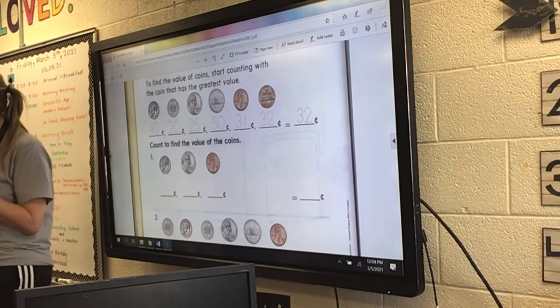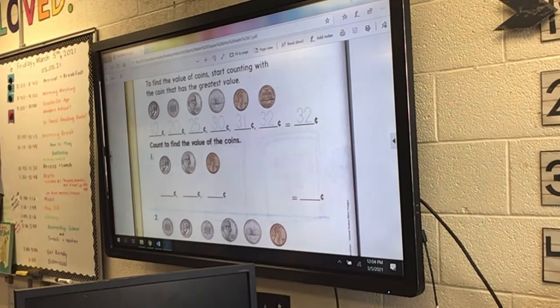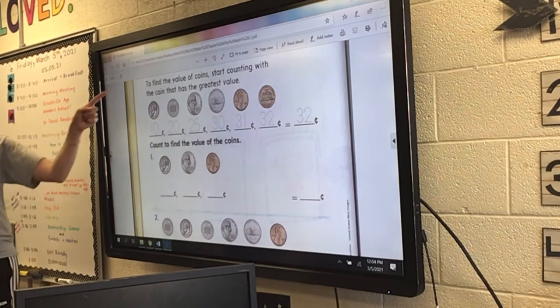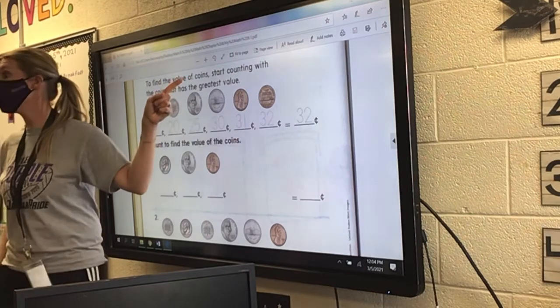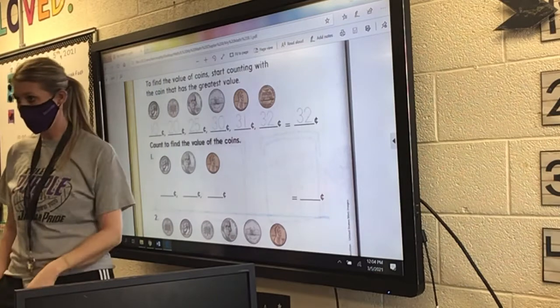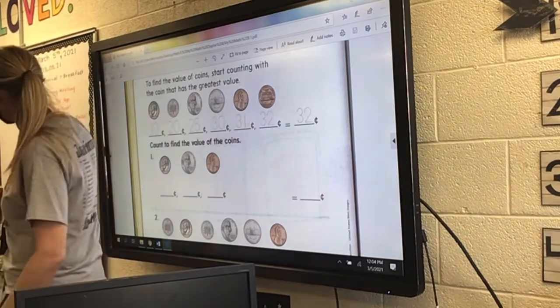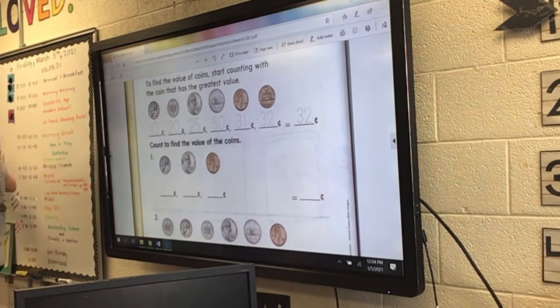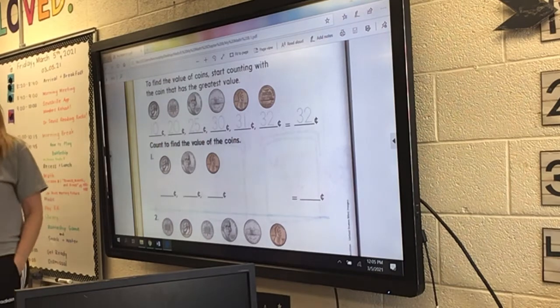Now, here is the hint they gave us yesterday in the video, I believe. They said to find the value of coins, if you're counting them, you need to start with the coin that has the greatest value. So not the biggest coin, because if I look at these coins, this one's the biggest in size. But I would not start with that one for counting. What would I start with, Kaden? The dime, because the dime has the greatest value. What is it worth? It's worth 10. 10 is the greatest value. It's actually the smallest out of these, but it's worth the most.